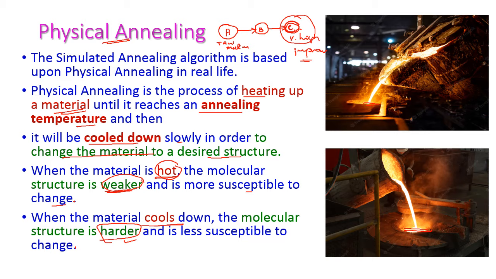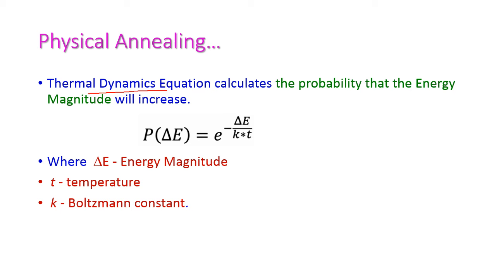In this physical annealing, the thermodynamic equations calculate the probability that the energy magnitude will get increased. That is, probability of delta E. Delta E is nothing but energy magnitude. Okay. Probability of delta E is equal to e power delta E divided by k into T. Where delta E is nothing but energy magnitude, T is temperature, and k is Boltzmann constant. Here, the T, that is temperature, is the control variable of this physical annealing procedure, right?